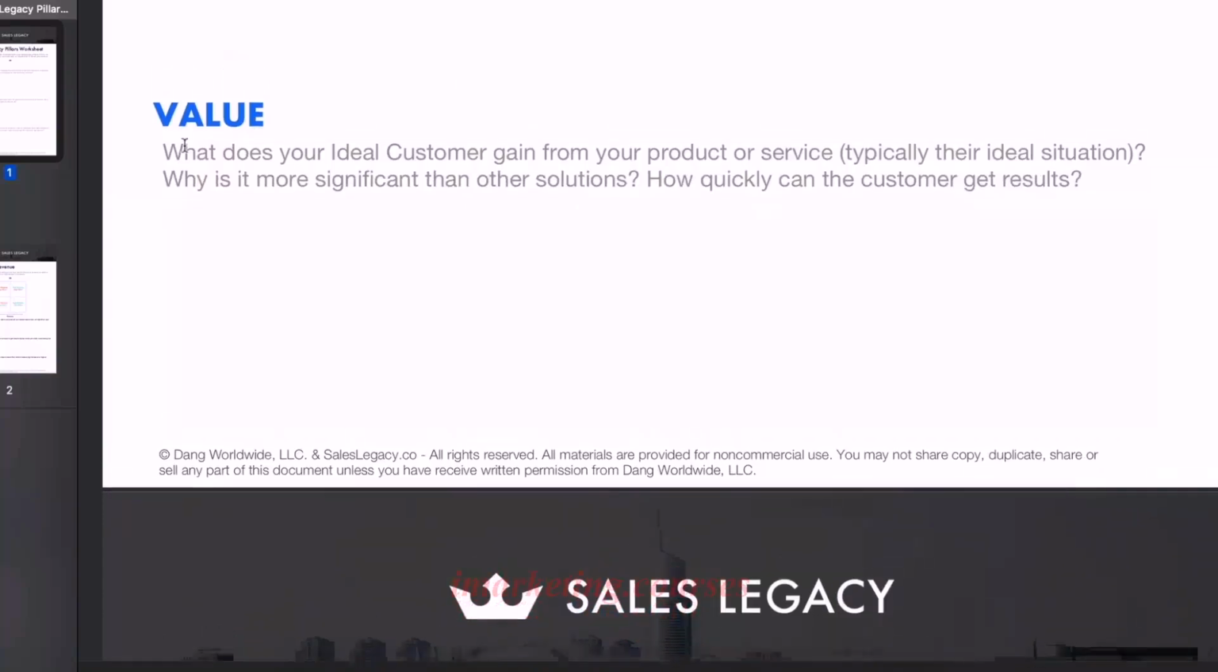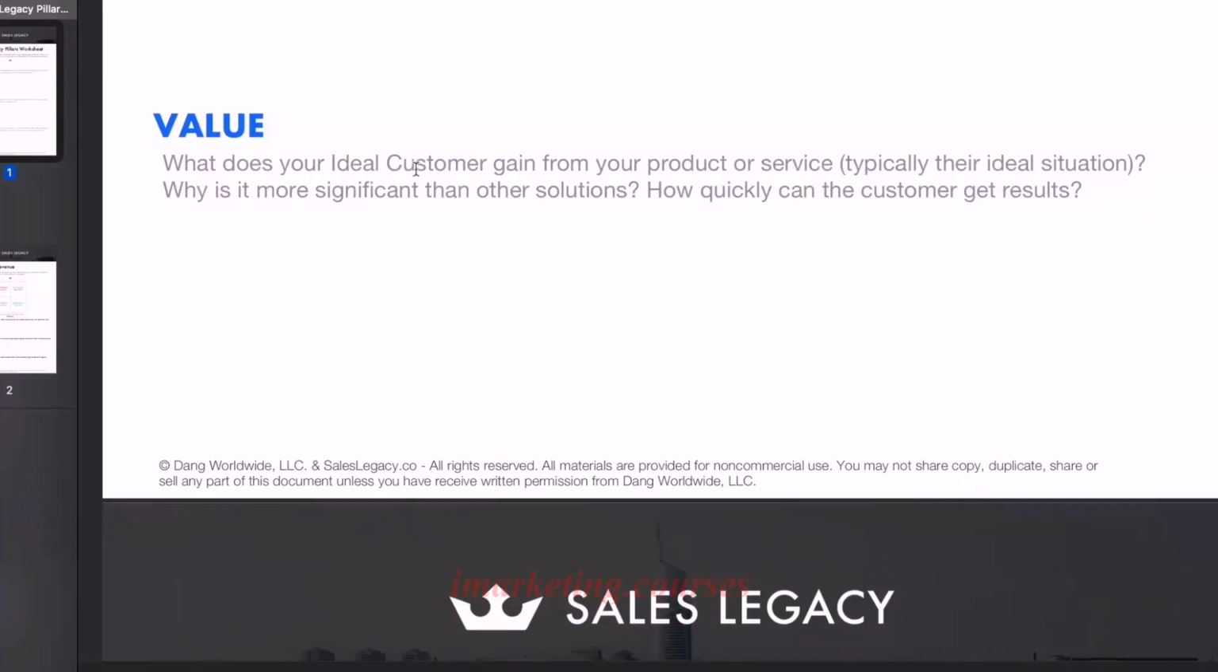And the third part is value. What does your ideal customer gain from your product or service? Typically, their ideal situation. Why is it more significant than other solutions, meaning how are you different from your competitors? And how quickly can you get customer results?